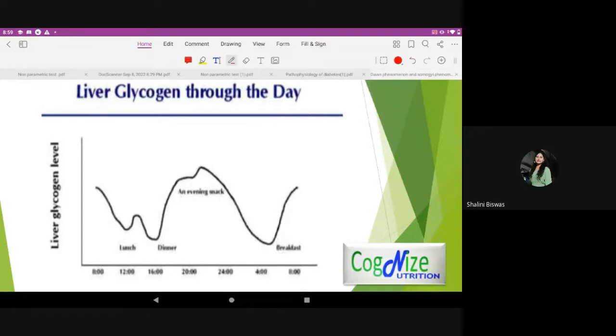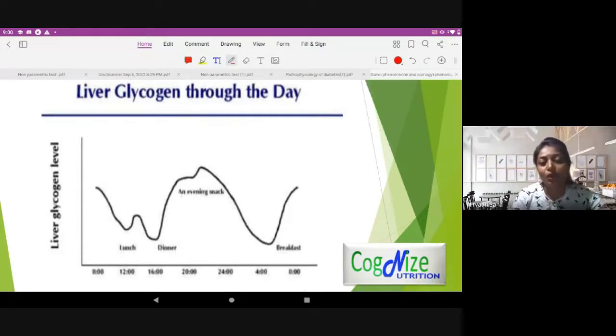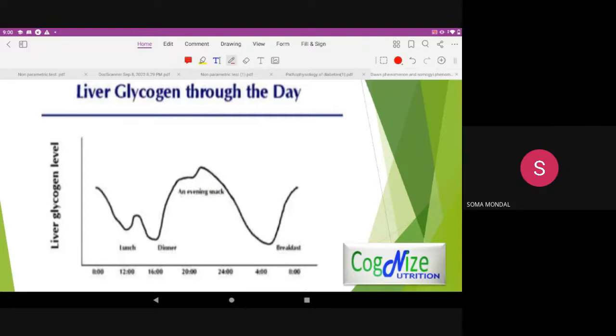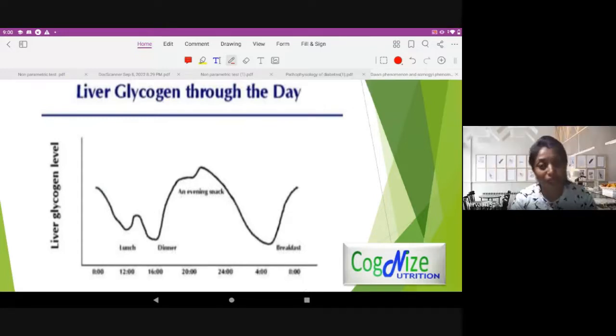Glycogen depletion. Okay, glycogen first. Proteolysis or lipogenesis. Oh my, say them one by one. What is the first thing that will happen? Whenever there is less glucose, what will your body do? Not proteolysis. The body will break down the glycogen first. Okay, first the body will break the glycogen.